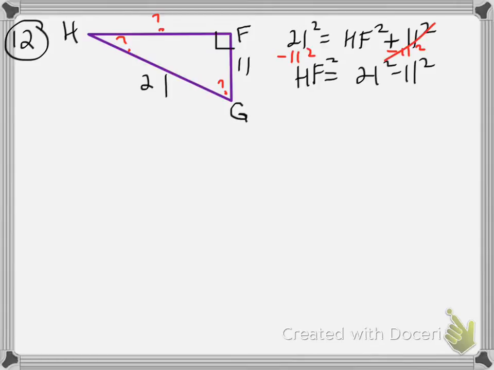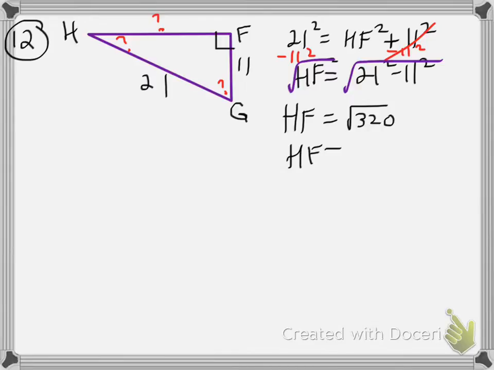Those will cancel out. Okay, so then how do I undo squaring? Well, I take the square root. So I get HF equals the square root of 21 squared minus 11 squared. 21 squared minus 11 squared is 320. So I need to figure out the square root of 320. So now I'm going to square root that. And that gives me HF is 17.89 units long. So that's great. So we got that.